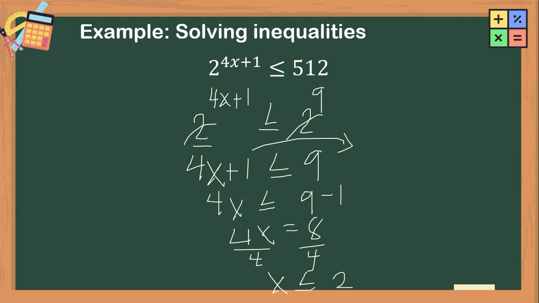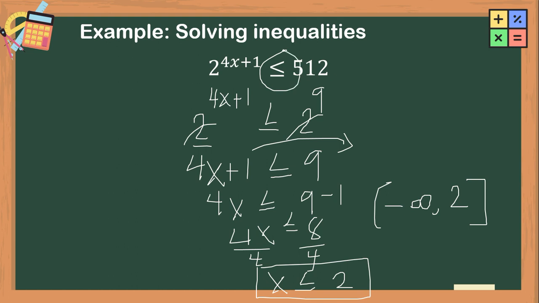Or rather x less than or equal to 2. What inequality is used? Less than or equal to. Which way does it face? To the left. So, negative infinity. Then we have 2. Is the sign a parenthesis or bracket? Bracket. Very good. Why is it bracket? Because of the inequality less than or equal to. Gets?